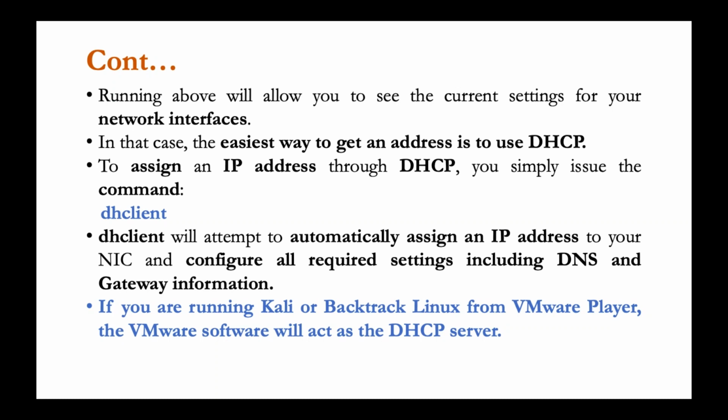In that case, the easiest way to get an address is to use DHCP. To assign an address through DHCP, you simply issue the command dhclient. You simply give the command dhclient. Okay, so that is how it looks at root at backtrack, giving the command simply dhclient.